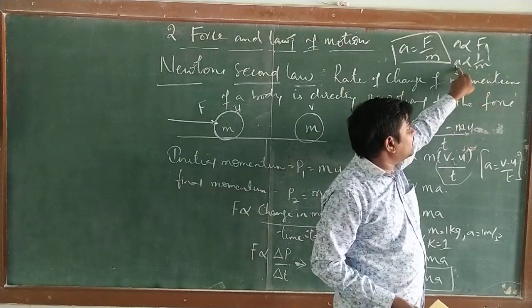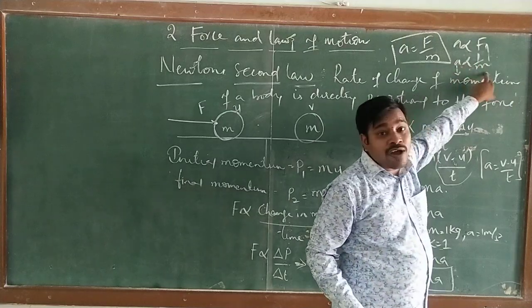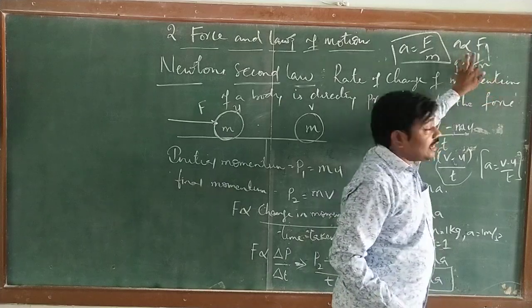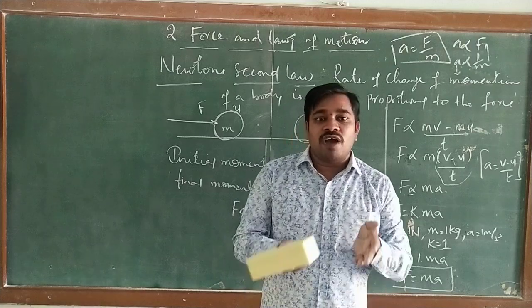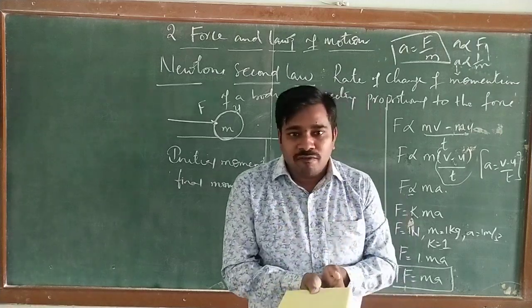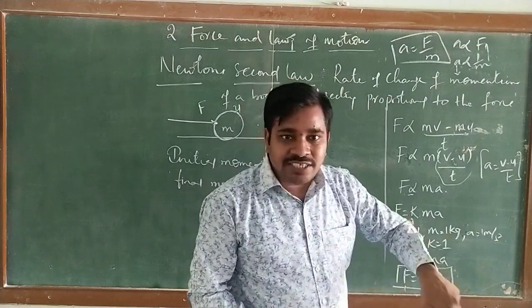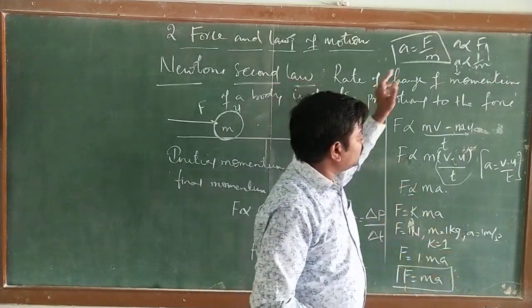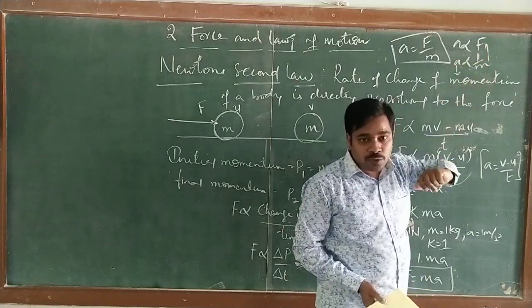Remember one thing, if the mass is taken as twice, then the acceleration becomes half. If we take mass as half, then the acceleration becomes double. So acceleration is going to be half when the mass is double, and when the mass is half, acceleration is going to be double. So acceleration is directly proportional to force and inversely proportional to mass.